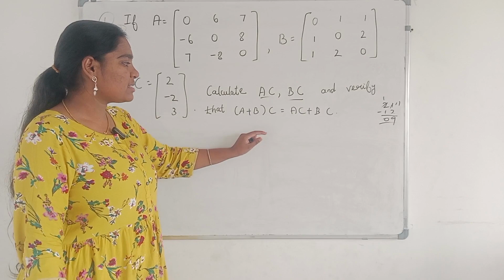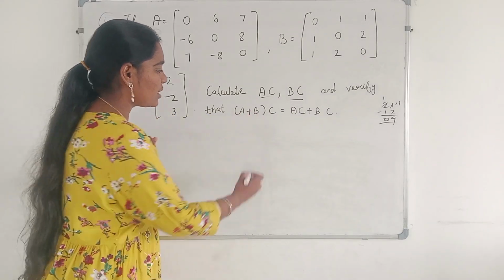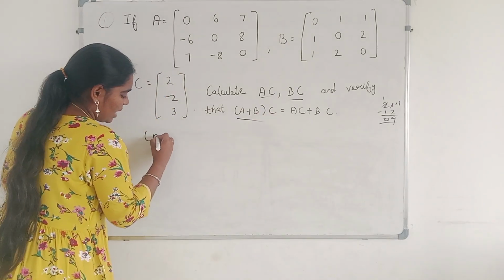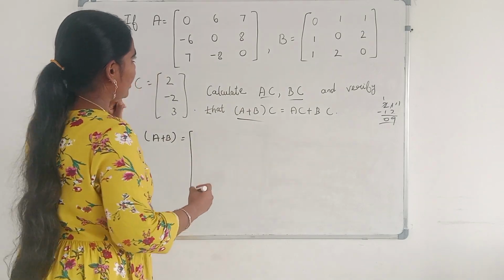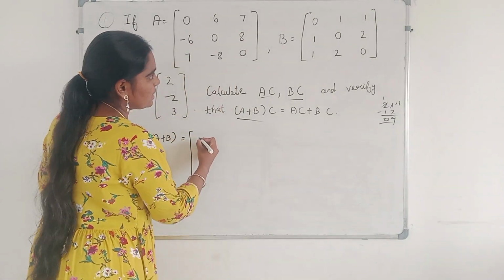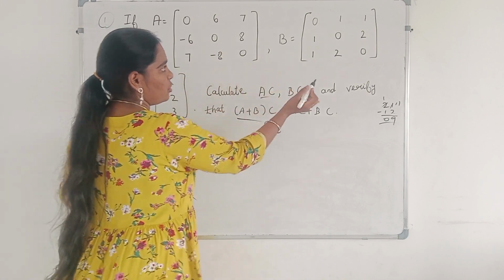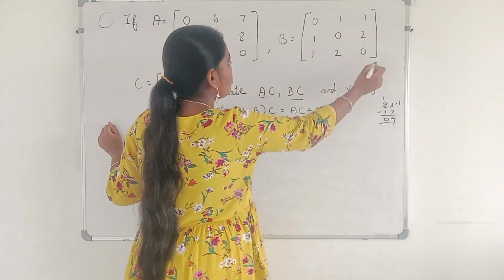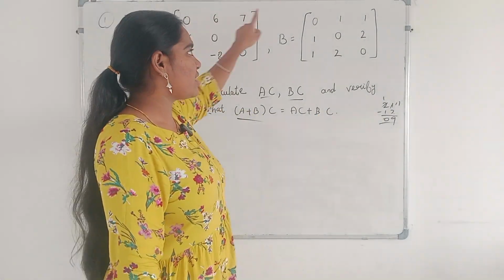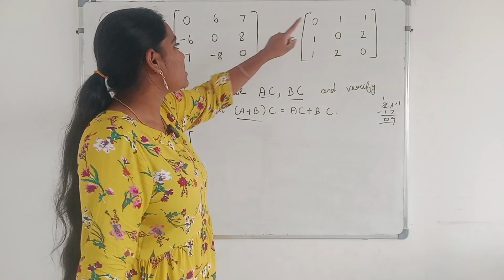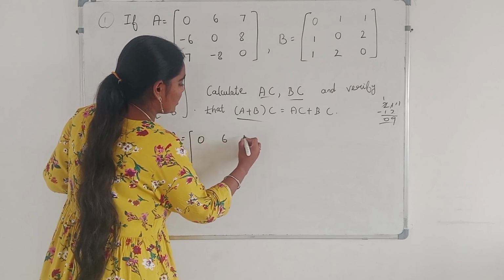We have to verify this: (A plus B) into C equal to AC plus BC. So first we can calculate this A plus B. A is 0, 6, 7, minus 6, 0, 8, 7, minus 8, 0. B is 0, 1, 1, 1, 0, 2, 1, 2, 0. A plus B means we add the first one with the first one, second one with the second one. First write the respective matrix.